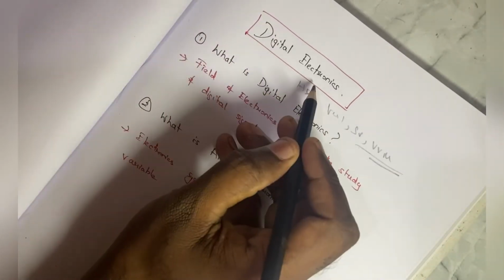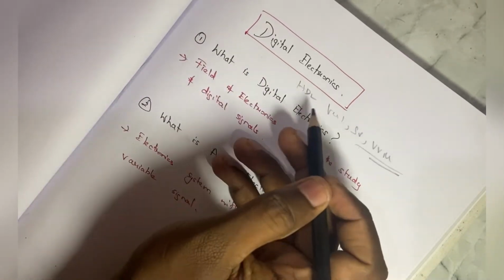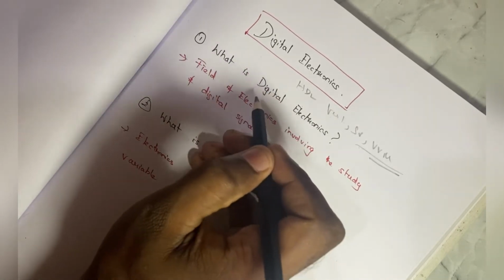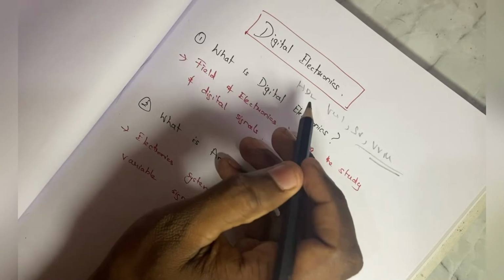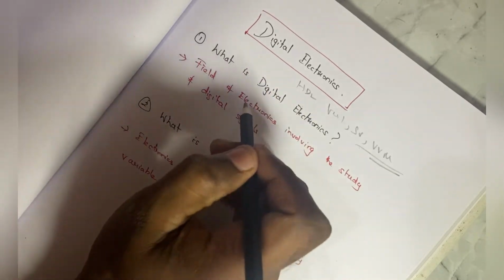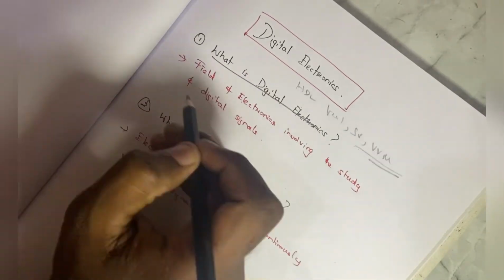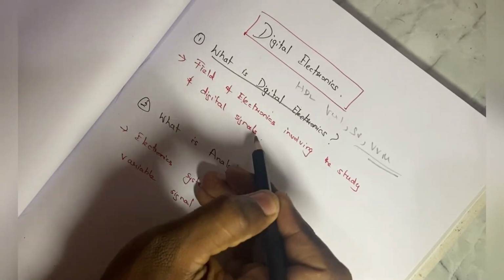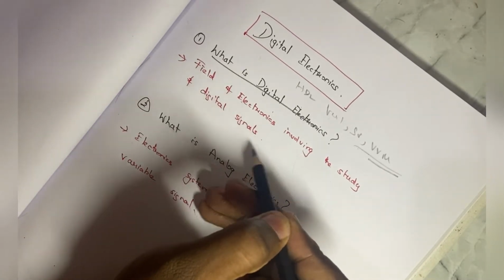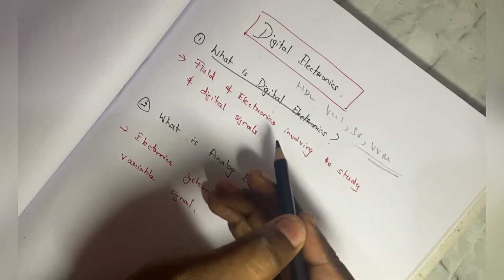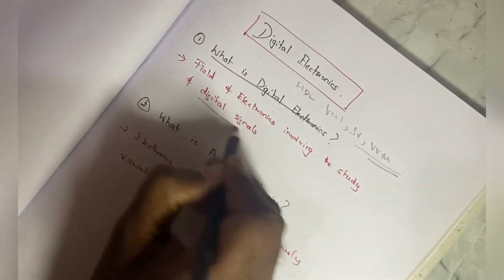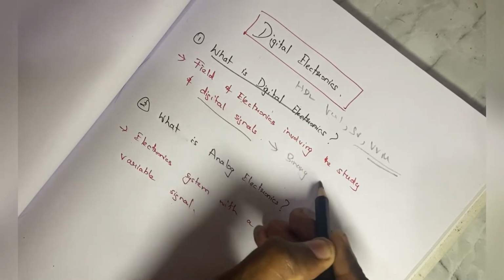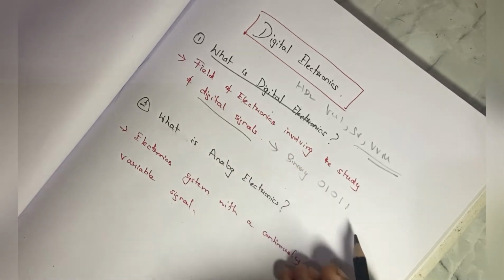Introduction of digital electronics. When we think or speak about digital electronics, in our mind, what and why is the question that always rises. So let's clear the answer in this video. So what is digital electronics? Digital electronics is a field of electronics involving the study of digital signals. Then what is the question that rises in our mind? What is a digital signal? A digital signal is nothing but binary. Let's take binary like 0, 1, 0, 1, 1.